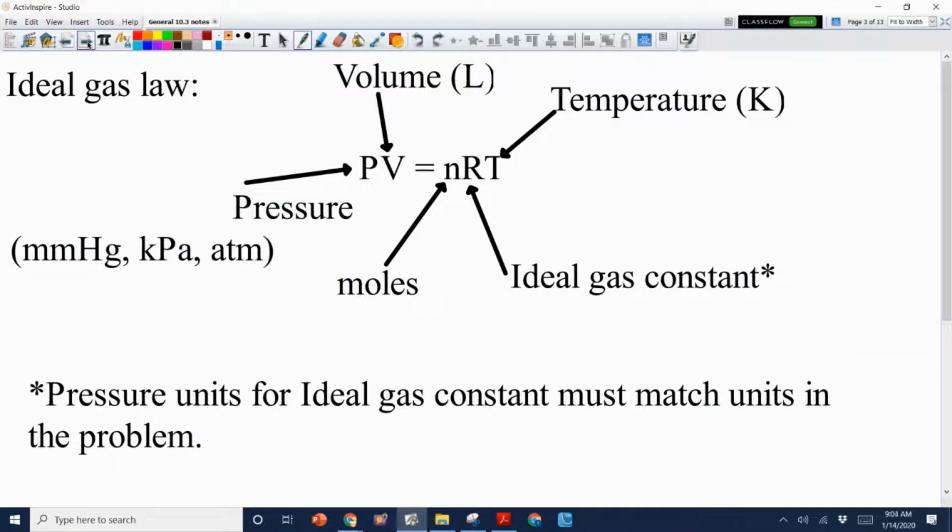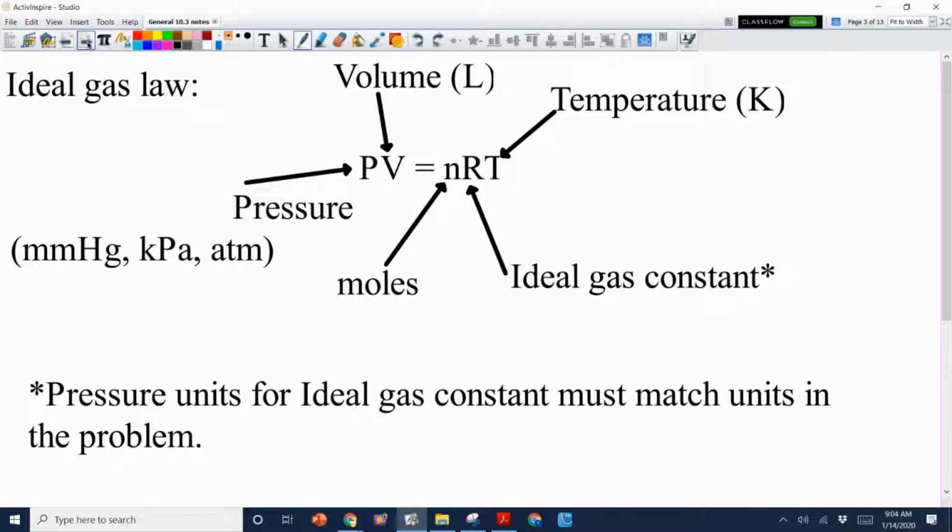All right, so the ideal gas law is PV = nRT. If you'll pause this and write down that equation and what each one of those variables stands for. In short, you'll hear this referred to as PIV-NERT: PV is PIV, and nRT is NERT, the PIV-NERT equation.